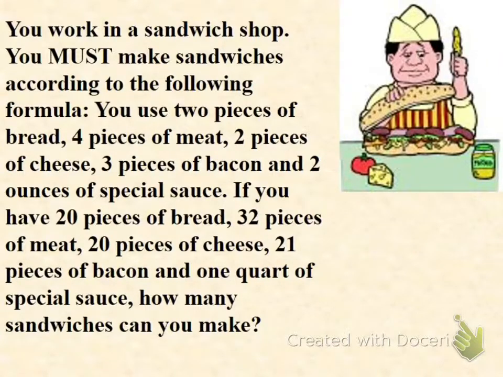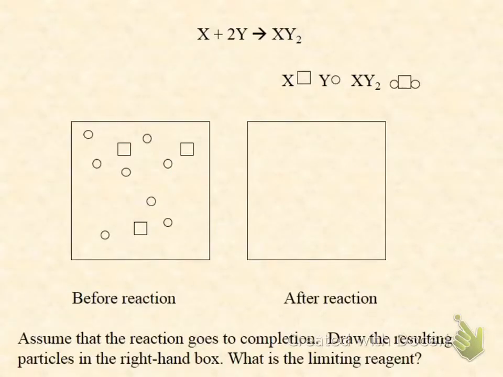Oh, this is, yeah. Y'all don't need to go through this, do you? Make a sandwich. What are you going to run out of? Do y'all want to read this or go on? Yeah. Okay. So, remember I told you about particulate. I want you to draw this reaction, assume the reaction goes to completion, and draw the resulting particles in the right-hand box. And then tell me which one is the limiting reactant. Okay? And I will give you a hint. Count up the number of particles in the before box.